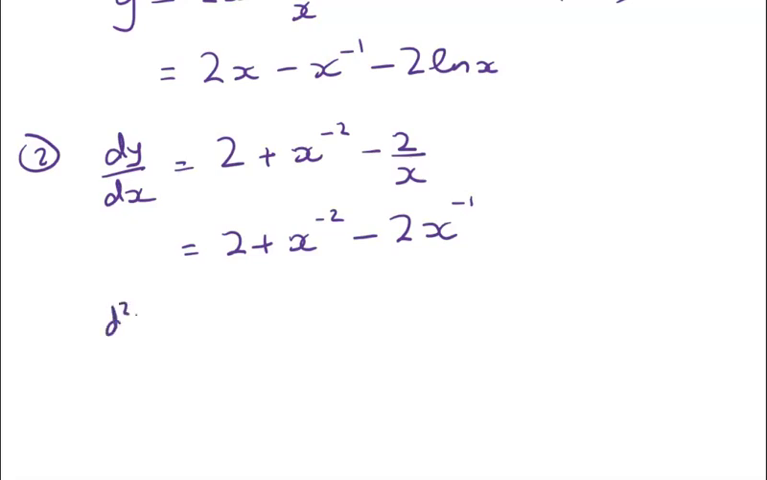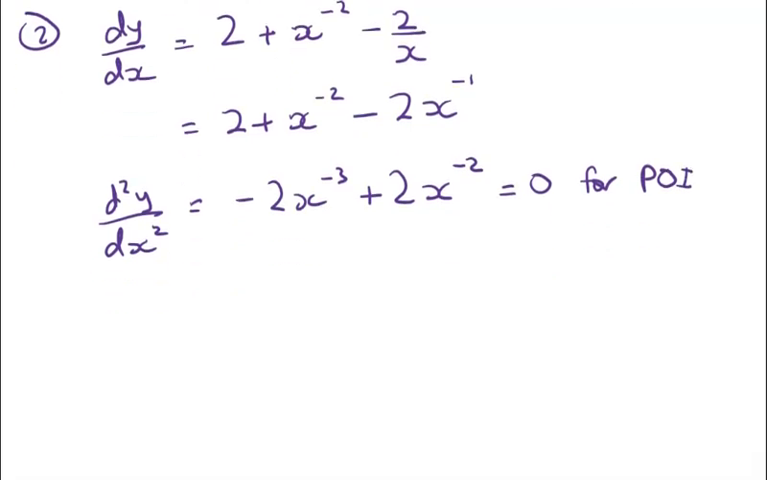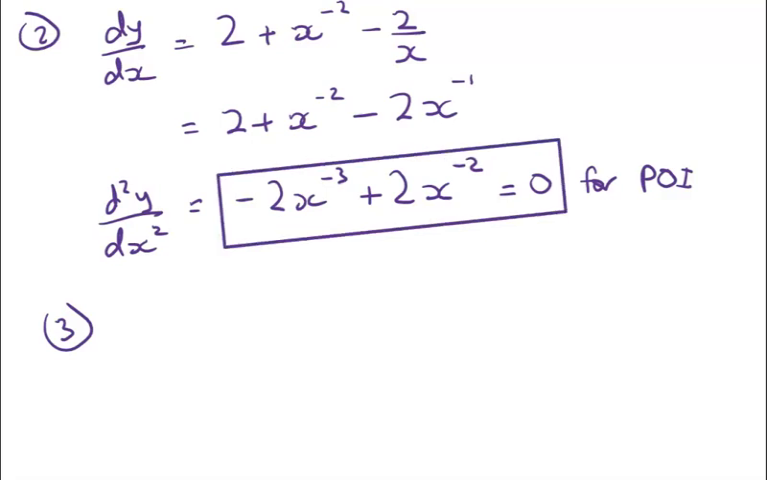And then go on and differentiate to get the second derivative, which will be negative 2x to the negative 3 plus 2x to the negative 2. And we need that to equal 0 for a point of inflection. So step 3 is to solve this. We can rewrite it as 2 over x squared is equal to 2 over x cubed.